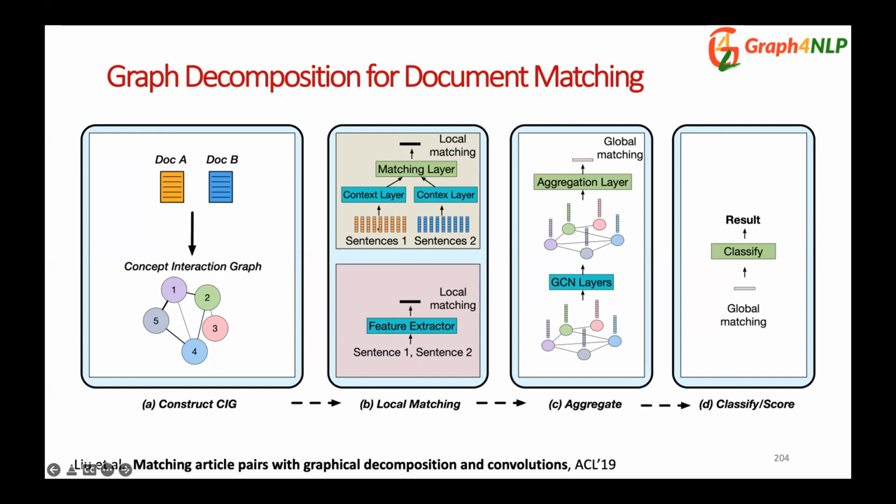We can use different matching models. For example, we extract different similarity features, or we can use a Siamese network where we have a shared encoder for the left part and right part, and we have a matching layer to calculate the matching vector. After this local matching module, for each node, we have a local matching vector. Then we perform a graph convolutional network to propagate and exchange messages between different local parts and get an aggregated vector, which represents the whole document-level matching, and we classify based on this global matching vector.